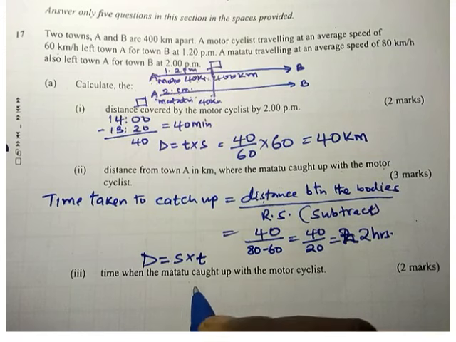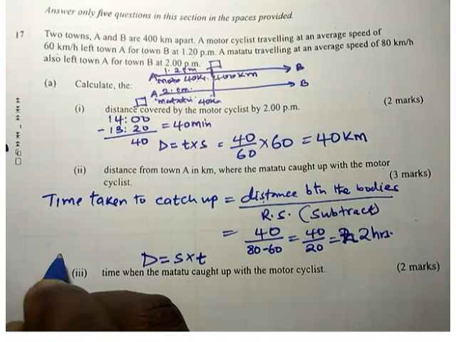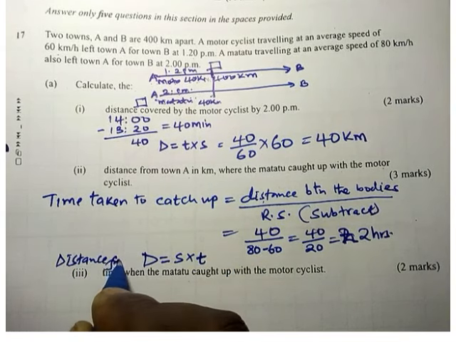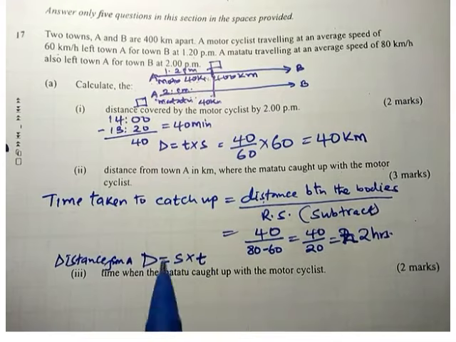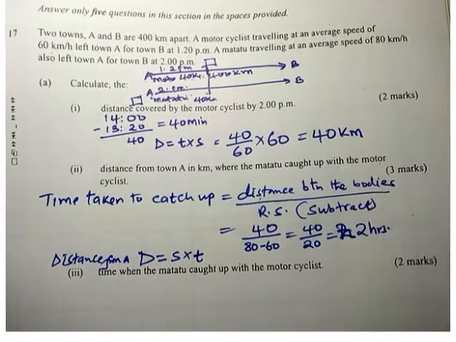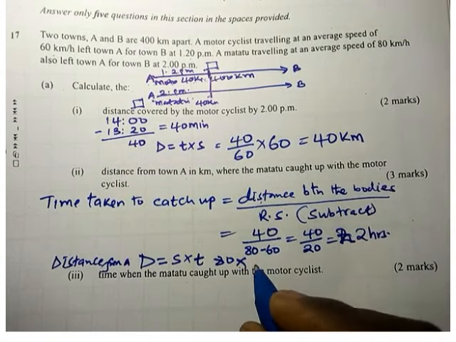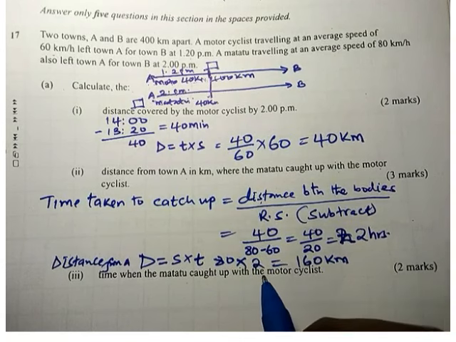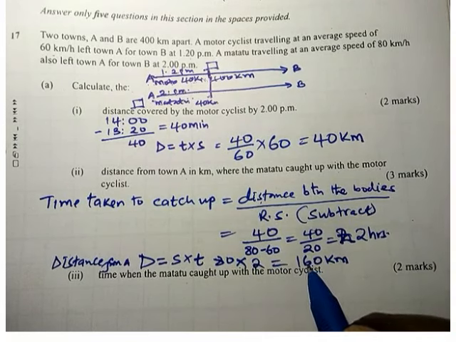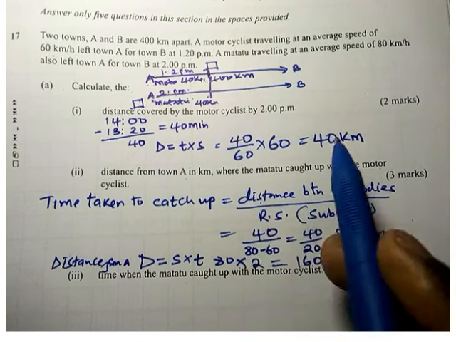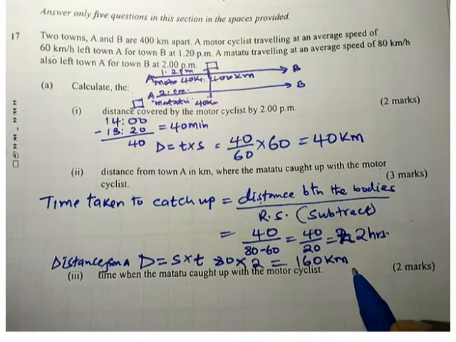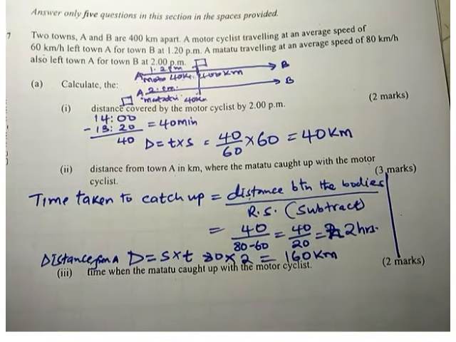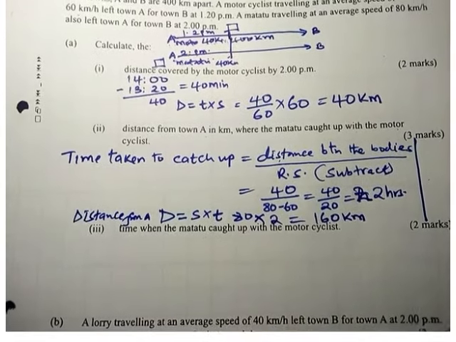Now, the distance from A is equal to, we can now use the matatu speed, which is 80 times 2, and that one will give us 160 kilometers. The distance from A to where the matatu caught up with the motorist is 160 kilometers. You can as well do it in a different way, but because of time, let me leave it. So that is the time, that is the speed, the distance.